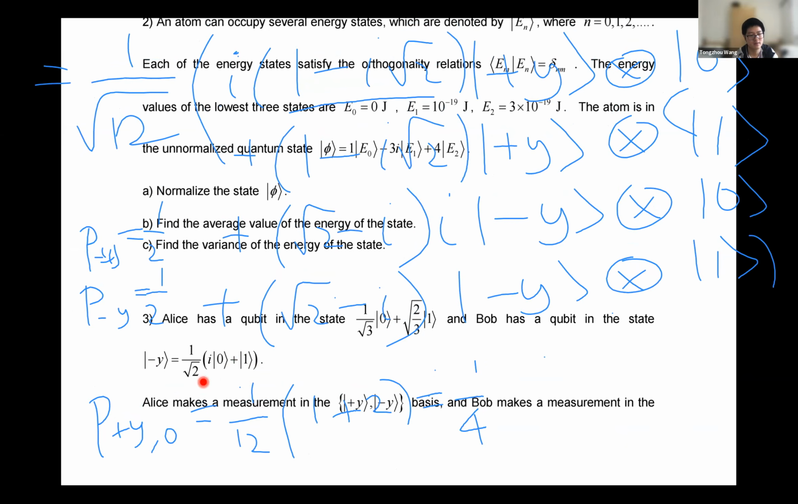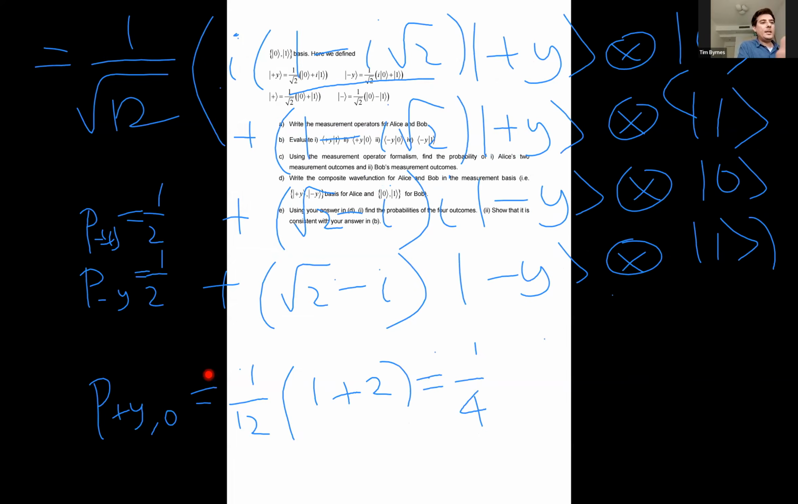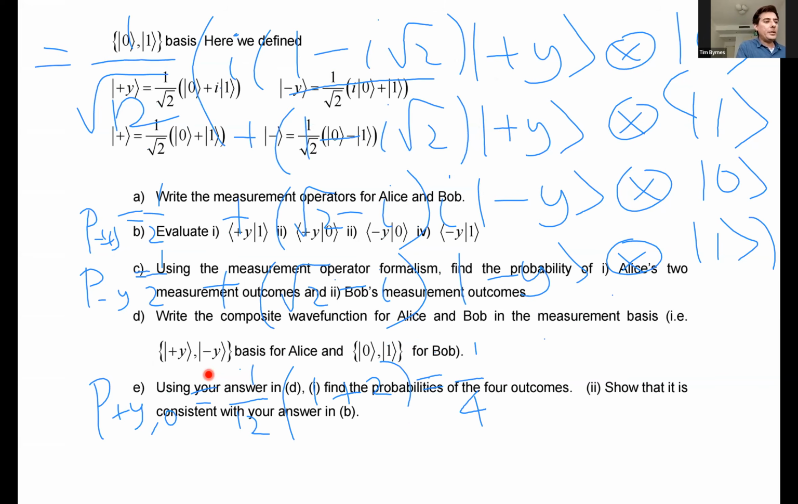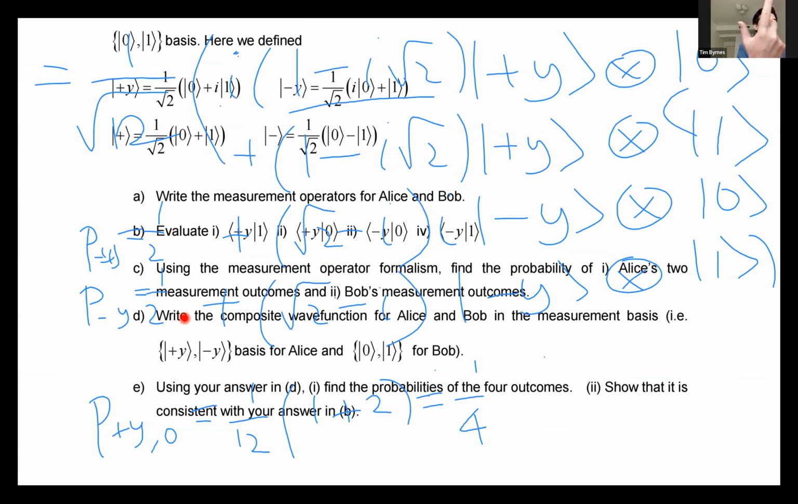Half and a half. Exactly, yes, half and a half, because each of these has an amplitude of, like, this is 1 over root 2, this is 1 over root 2. You modulus square that, it's half and a half. So basically what's going to happen is that Alice's measurement outcomes are going to be a half and a half. Bob's measurement outcomes also half and a half.